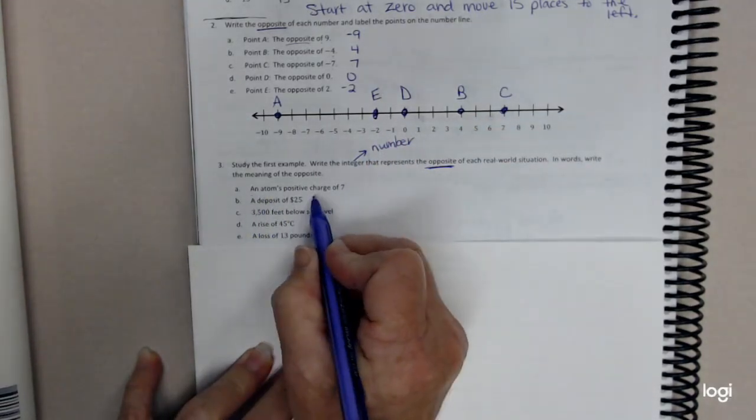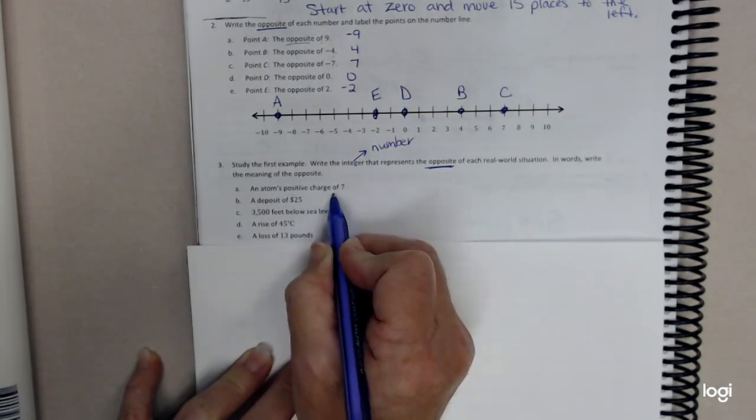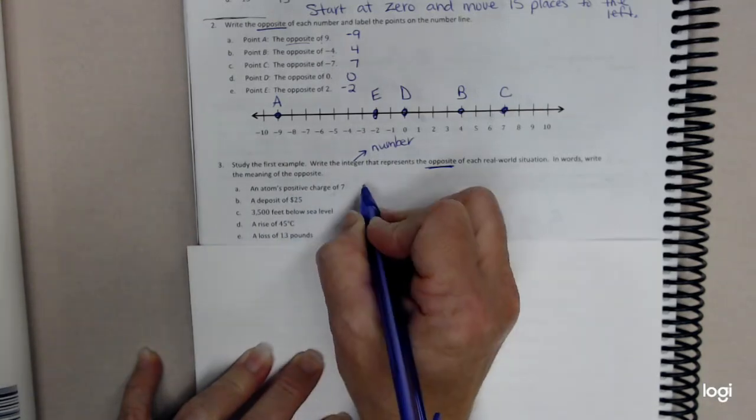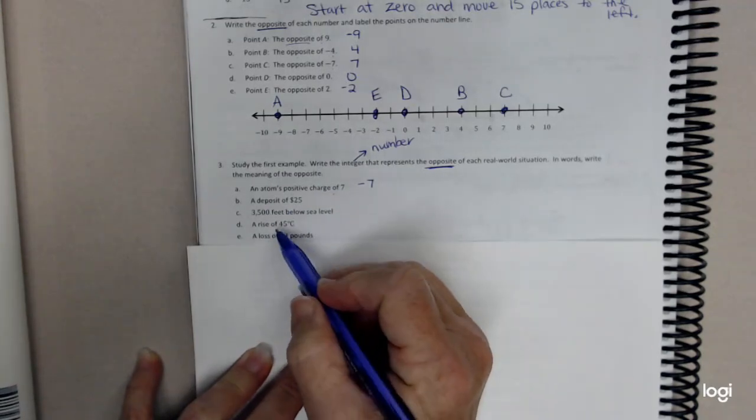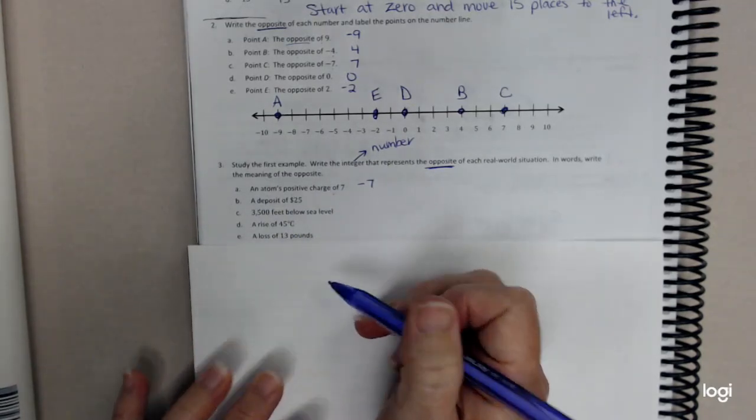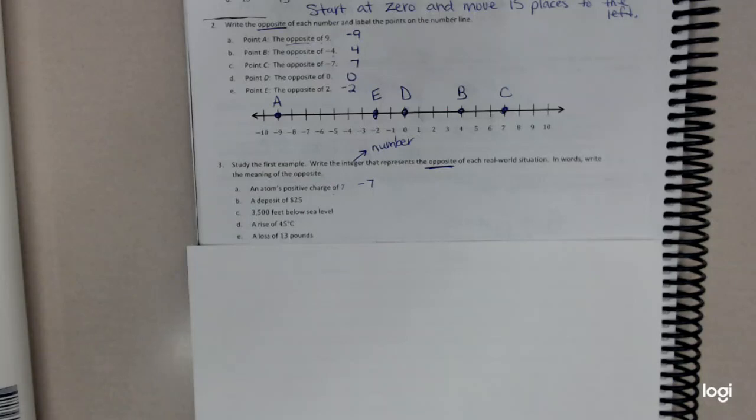So the integer for the opposite of positive 7 would be a negative 7. Go ahead and read the next few problems, and I want you guys to write the integer on your paper, and then we will check it. So remember, pause your video and go ahead and see if you can figure out the integers.